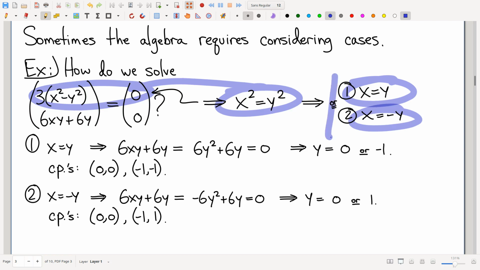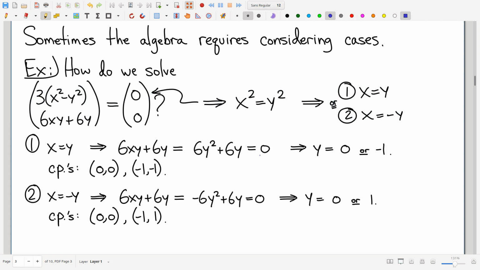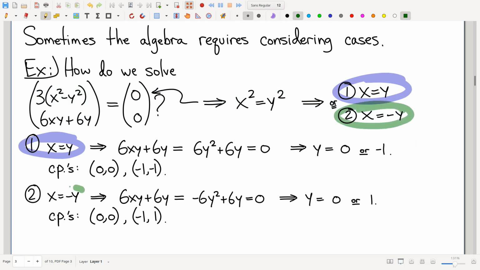These two possible cases are just as valid as each other. You can't just say, I think I'm going to ignore that second one because it's weird, right? You just can't do that. So you have to consider each case separately. And so we'll start off by considering x equals y and see what follows from that. But then we're also going to have to look at what happens if x is negative y. Each one of these cases will give different critical points, and they are all real, valid critical points.